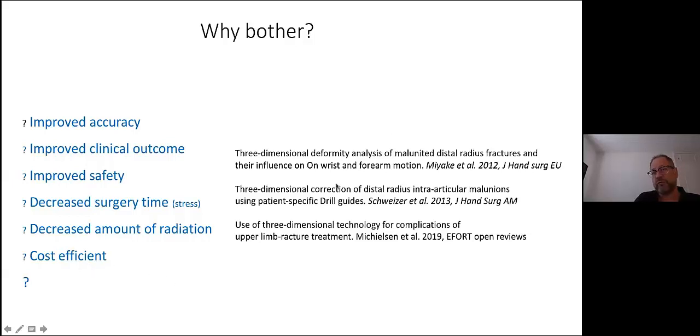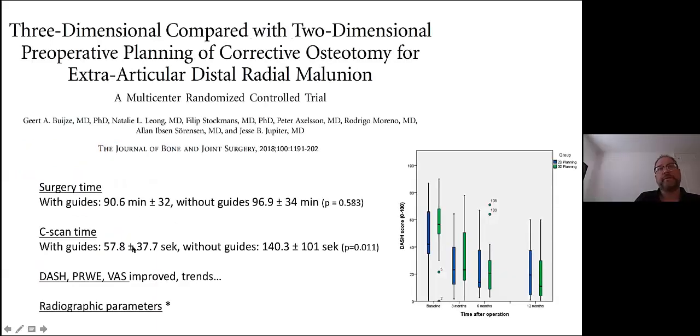I put on a list you can look at later if you're interested in upper limb surgery. We wanted to look into a few of those questions. So I was involved in this study we published in 2018 in the JBJS, and this is actually the only randomized study there is. It's very hard to randomize surgical procedures actually. And I don't think I will do it again.